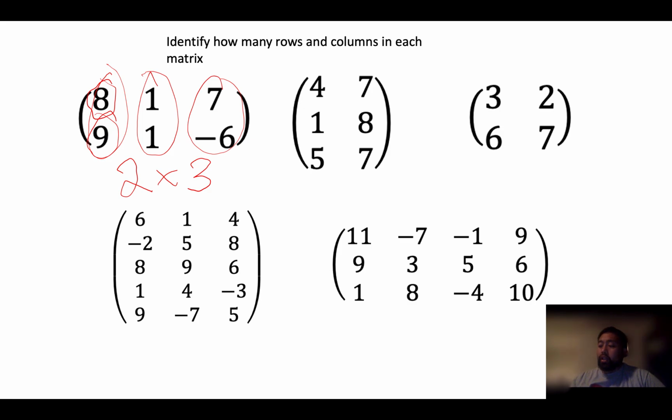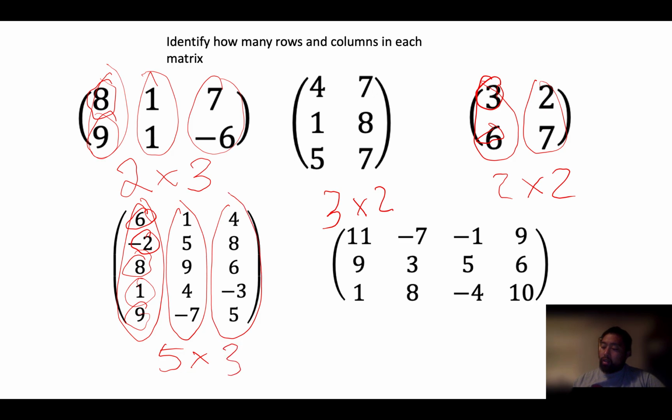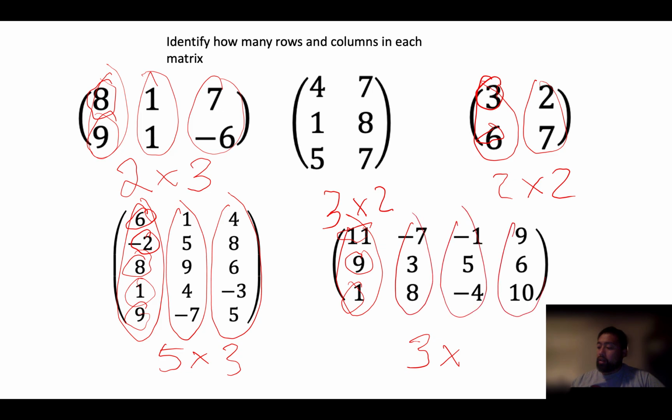The next one is 2 by 2. 1, 2. 1, 2. This one has 1, 2, 3, 4, 5. It's a 5 by 1, 2, 3. It's a 5 by 3. And this one is a 1, 2, 3. It is a 3 by 1, 2, 3, 4.